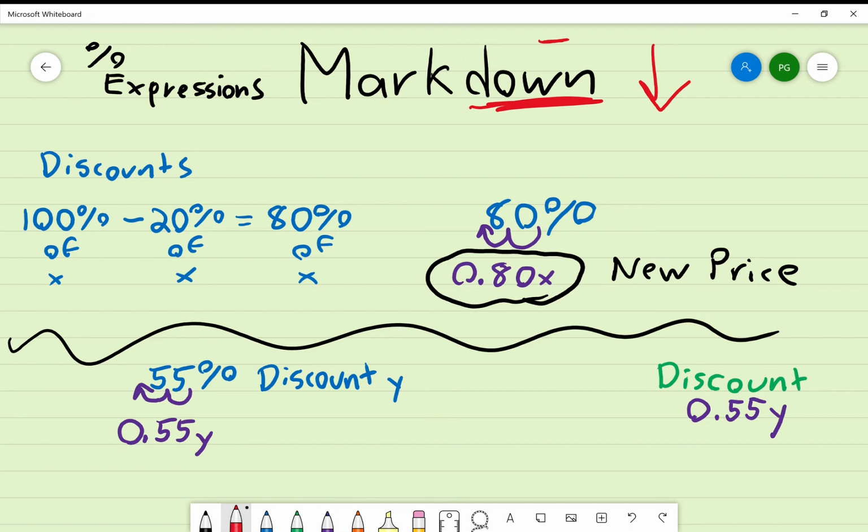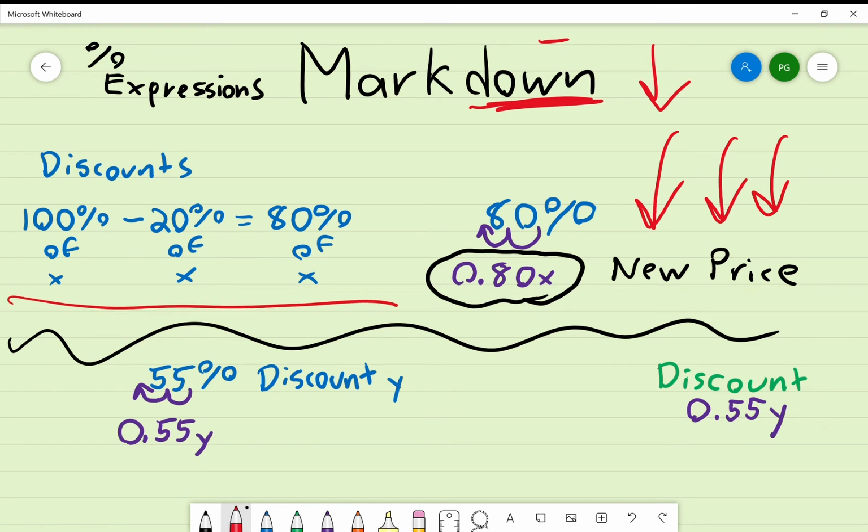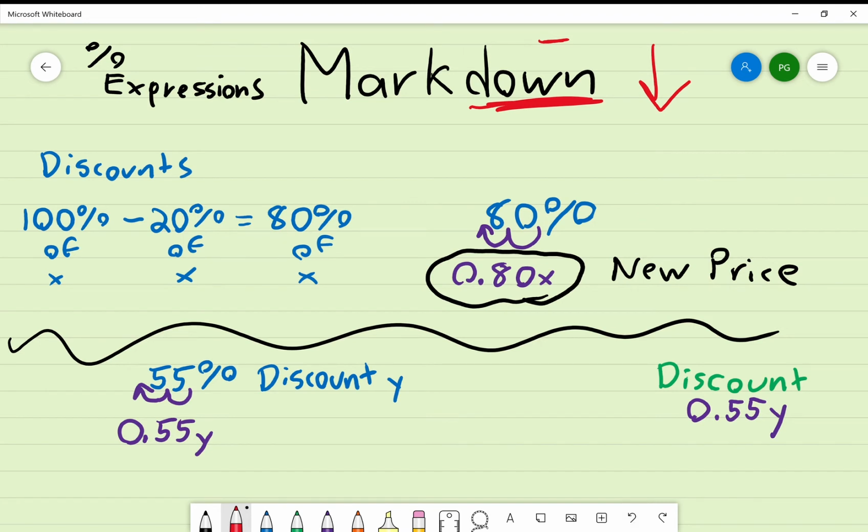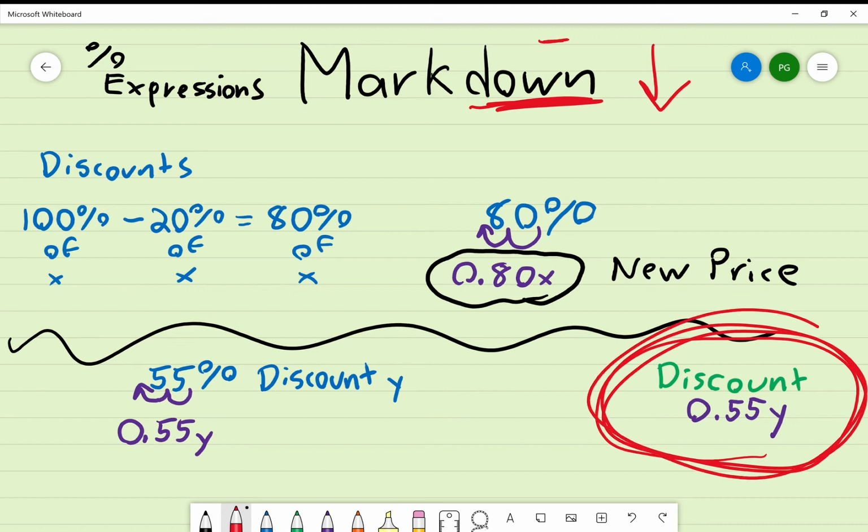Remember, there is a huge difference. If you are calculating the new price of an item, you subtract 100 minus the discount equals your new price, okay? However, if you are calculating the discount as an expression, the discount by itself, you don't have to do 100 minus anything. You just turn the percent to a decimal and you put the variable next to it.